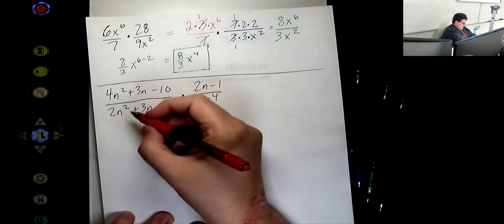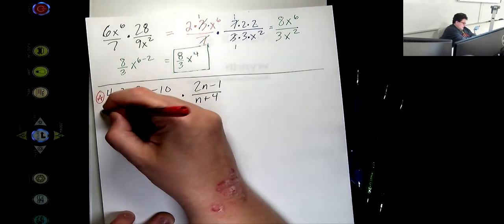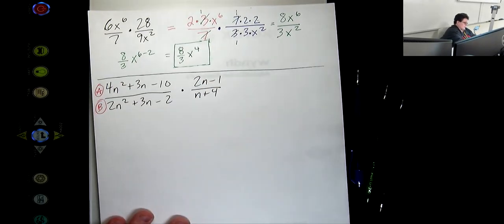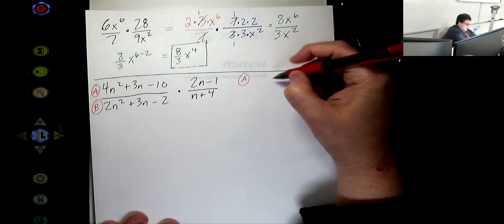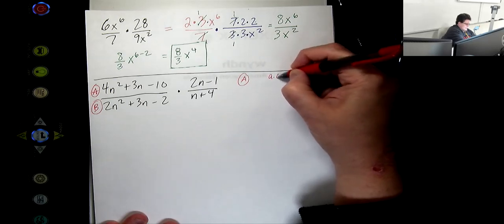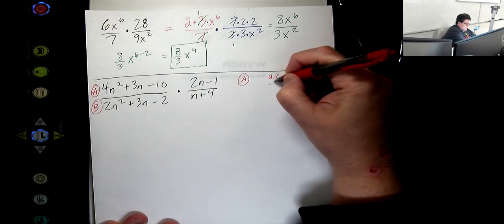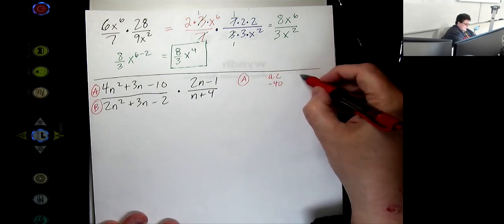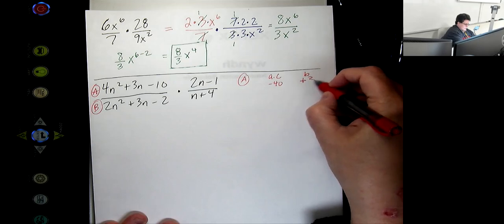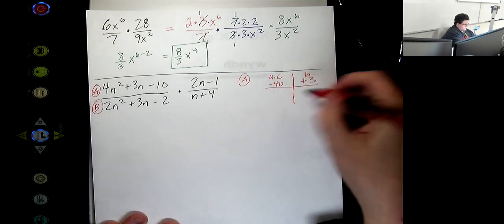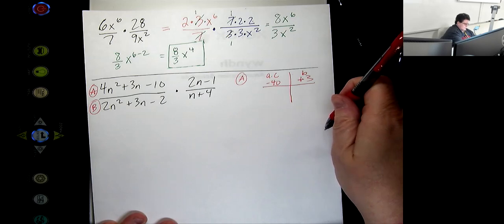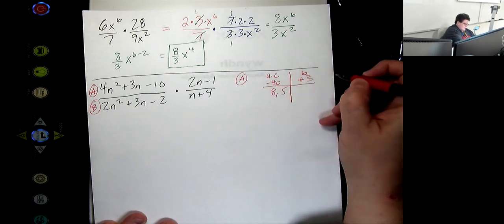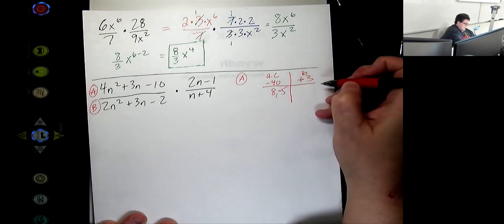For the top one, I'm going to call this A and I'm going to call this B, so that I can do a little bit of work over on the side. We need to do the factoring, so A times C is 4 times -10, which is -40. And I need those to add up to +3, which is B. There's not a lot of things that multiply to 40 on the times table, but 8 and 5 are some of them. So if I do 8 and 5, if I make the 5 negative, I'll end up with +3.